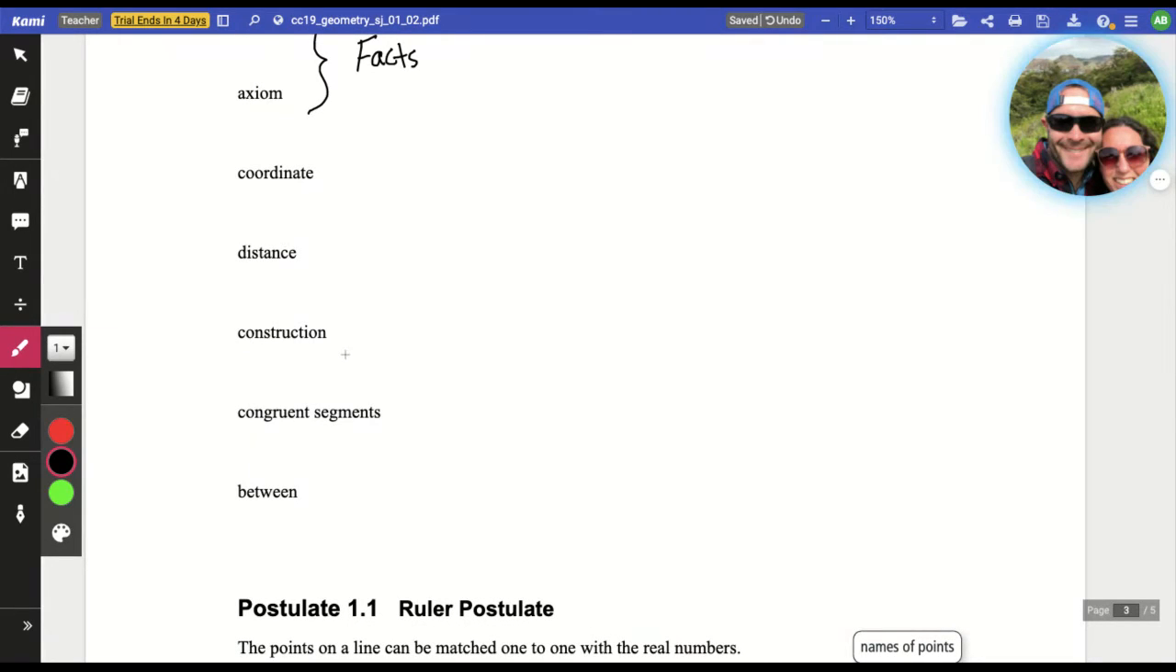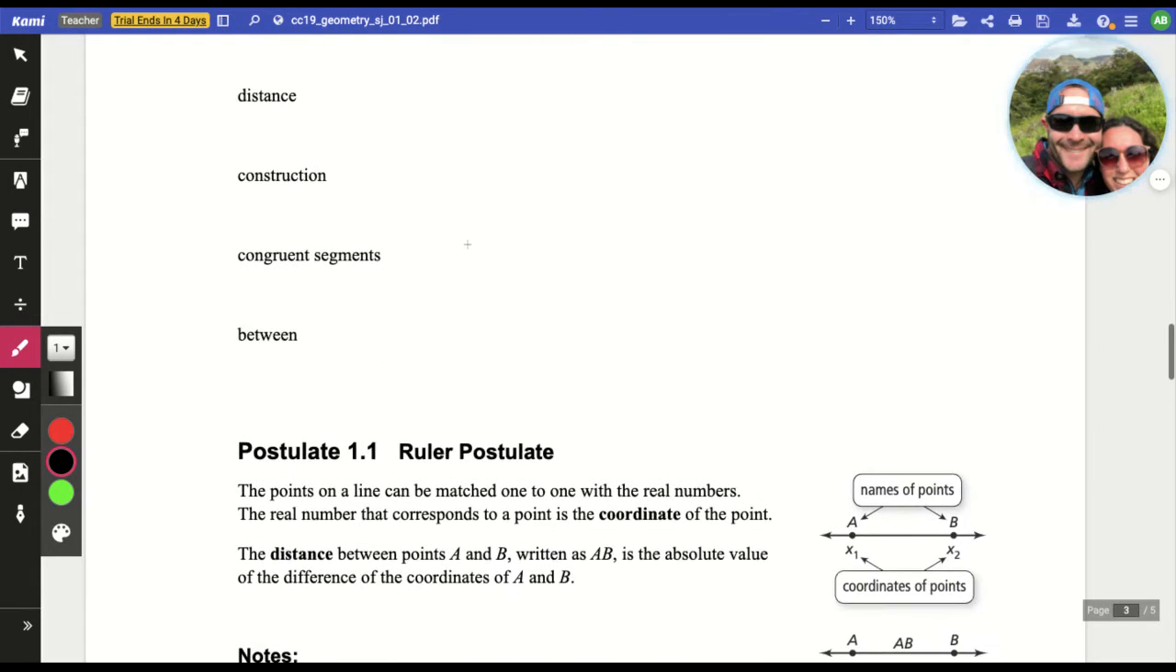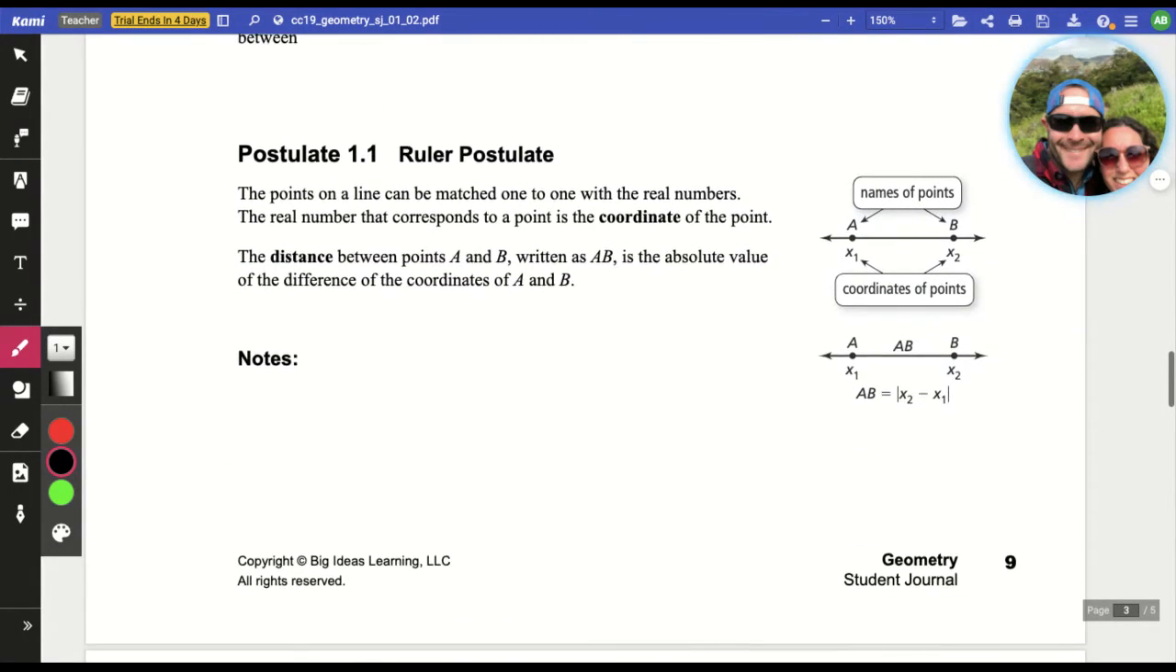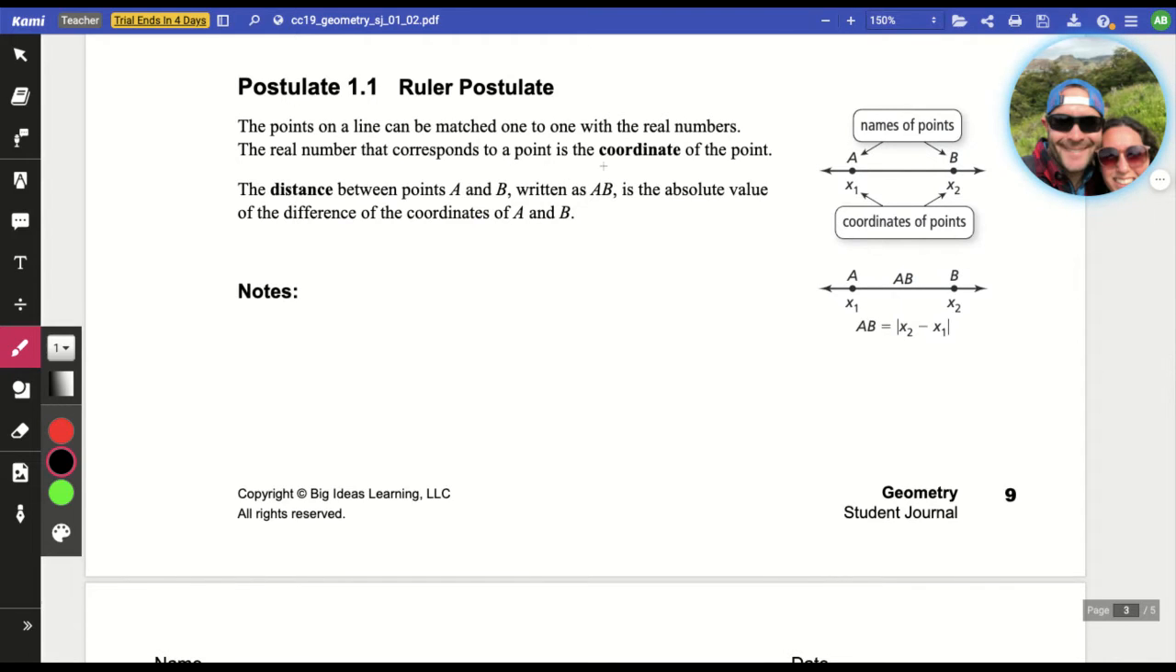So coordinates, distance, these things should all be defined for us in our interactive dictionary. So the ruler postulate, this is just an example. The points on a line can be matched 1 to 1 with real numbers. It's not really that important, it's more of a counting thing, so don't worry about that. But we see a coordinate of a point. A lot of times we think of a number line. Different points on the number line, those are called coordinates. So we can say that a number is at 5, right? That means it's 5 units on the number line.